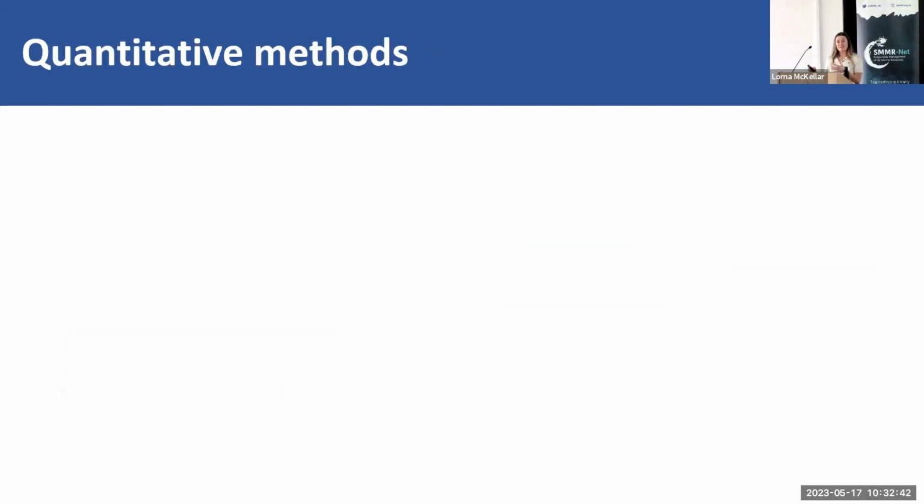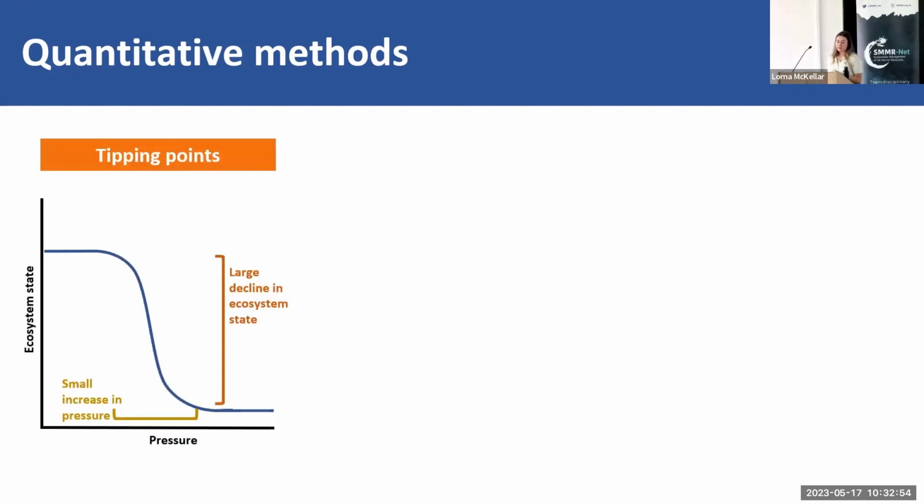So there's 8 different quantitative methods I found so far. I'm not going to go through all of them today, but I just wanted to touch upon 2 of them just to show you the differences between them and perhaps the differences in the thresholds they're producing as well. So the first one is called tipping points, and that requires data on the ecosystem state, the condition, and the pressure as well, and the relationship between those 2 variables.